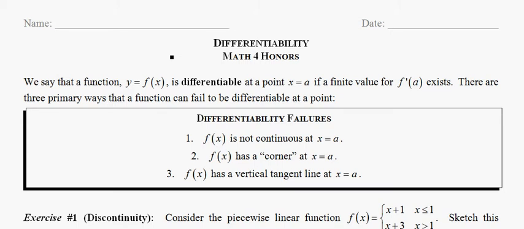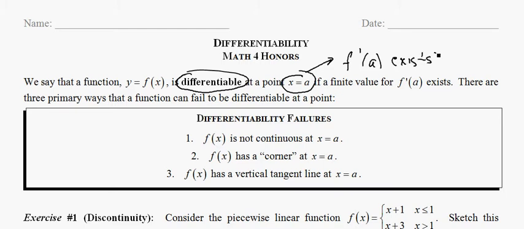So all it means for a function to be differentiable at x equals a is that f prime of a exists. Oh yeah, that's right down there. All right, that's all it means. It's got to exist, it's got to be finite.